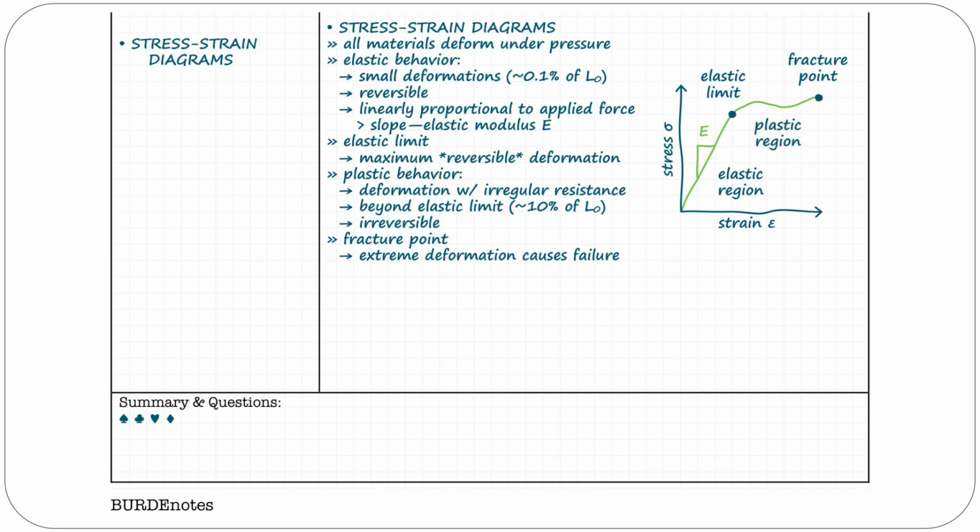In the plastic region, you have irreversible deformation and you have irregular resistance at that point. You have some places where you have hardening as the material starts to come apart a little bit. Sometimes you have weakening where individual parts of the greater object start to have localized failures, and then eventually you get to the fracture point where you've strained the object so much, you've stretched it so much that it just breaks and comes apart.